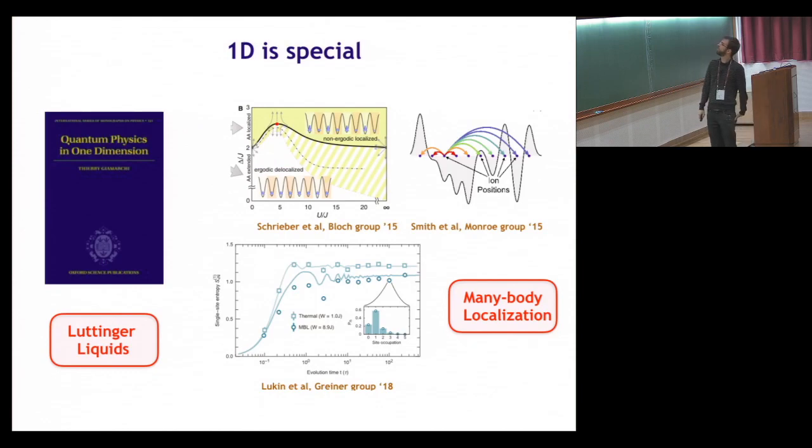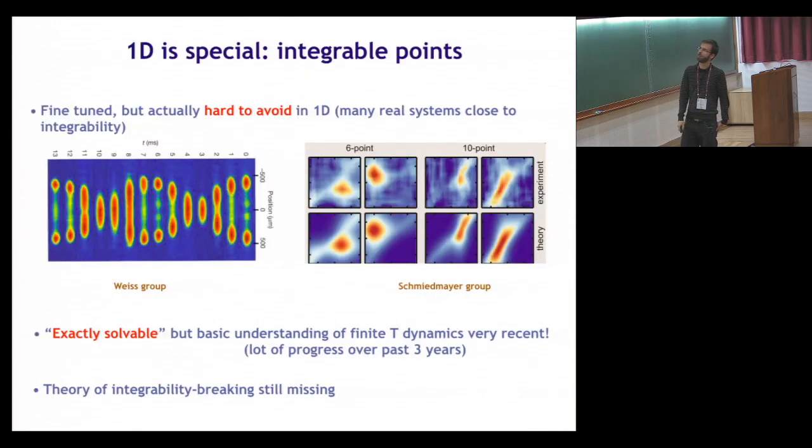All right, so since we're all tired and it's the end of the conference, I'm probably going to rush through the introduction. We'll probably end up early. Who knows? We'll see. Okay, so 1D is special. We have Luttinger liquids, many-body localization, and something else that we heard a lot about this week, and I think in previous weeks too, is we have integrable points.